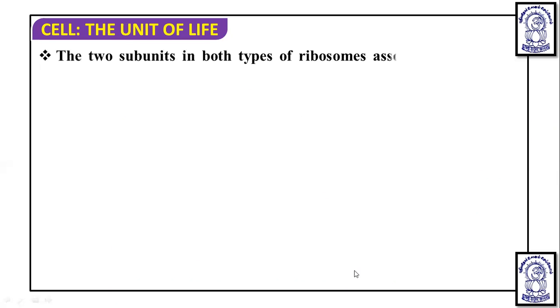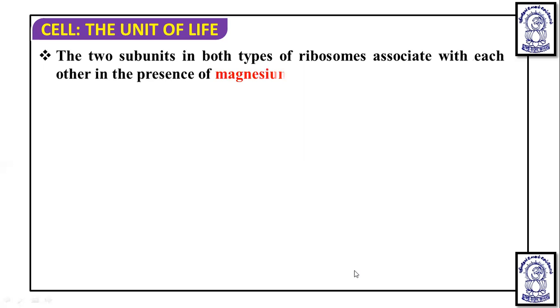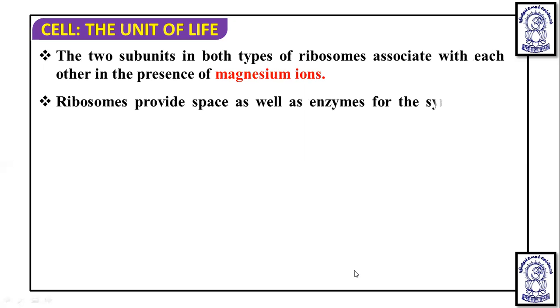Now the two subunits in both types of ribosome associate with each other in the presence of magnesium. Magnesium is required for their association. When a certain amount of magnesium is there in the cytoplasm, only then are they going to associate with each other. And the ribosome provides a space as well as enzymes for the synthesis of protein. Because of this we call it a protein synthetic machinery.